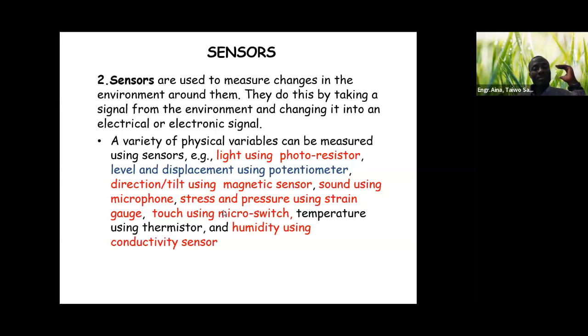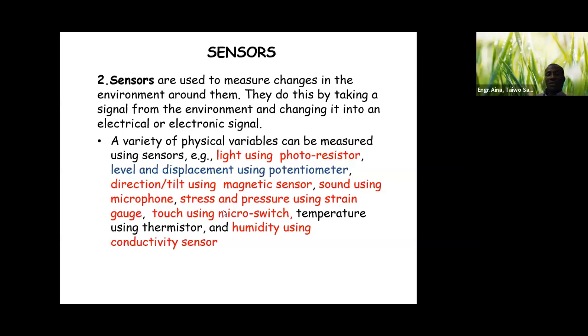In a mechatronic system, there are many of them that are used. For example, we have lights using a photoresistor. If I want to sense the light in an environment, I might decide to use a sensor like a photoresistor, and that will achieve that purpose. Then we have level and displacement. If I want to achieve level and displacement, I might use a potentiometer. Then for direction or tilt, I might use a magnetic sensor.